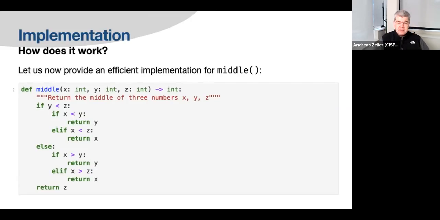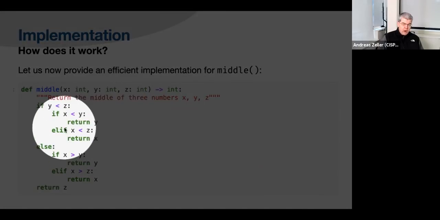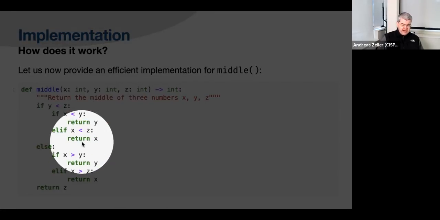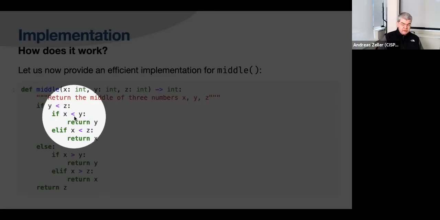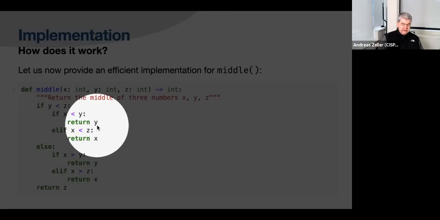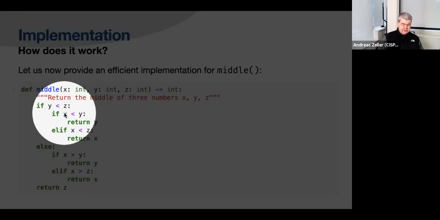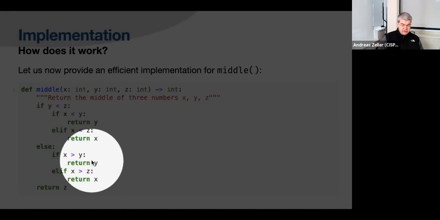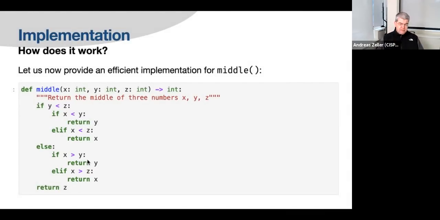And now I'm coming up with an efficient implementation for middle, which comes up with a minimum of comparisons. We can simply look at the first 2 in here. So if y is less than z, and if x is less than y, well, which one is the middle then? The middle, in this case, is y, because y is very obviously bigger than x and smaller than z. And we can continue this for all the remaining parts of my code. So I'm either returning y or x or z, depending on the results of these comparisons. So here's an efficient implementation for middle.